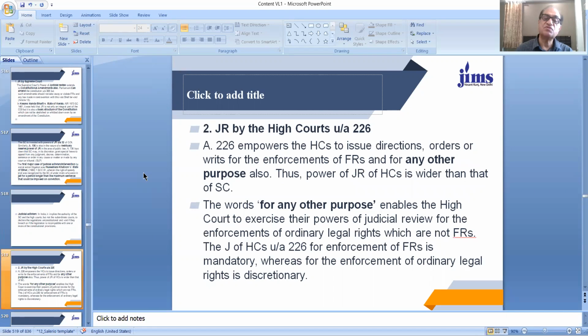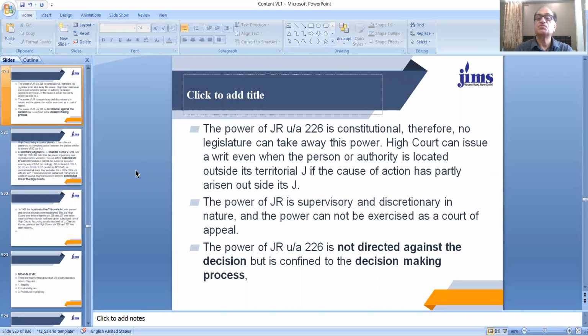Why? Because the words "for any other purpose," as mentioned in 226, enable the High Court to exercise its powers of judicial review for the enforcement of ordinary legal rights, which are not fundamental rights, and for the enforcement of fundamental rights also. And the jurisdiction of high courts under Article 226 for enforcement of fundamental rights is mandatory, whereas for enforcement of ordinary legal rights, it is discretionary. But in both the cases, judicial review is done by the High Court under Article 226 of the Constitution of India.